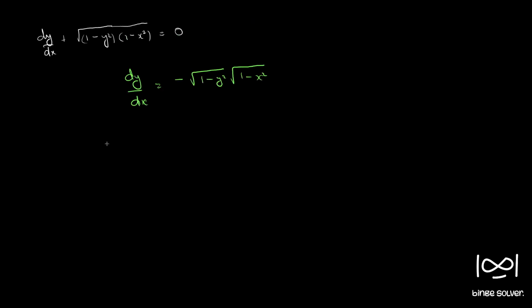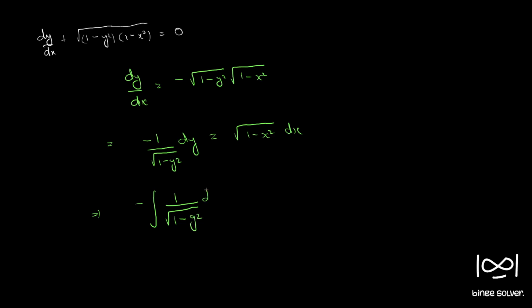So that gives minus 1 by root of (1 minus y square) dy equal to root of (1 minus x square) dx. Now we can integrate both sides, giving minus integral of 1 by root of (1 minus y square) dy is equal to integral of root of (1 minus x square) dx. So these two integrals are in standard forms.